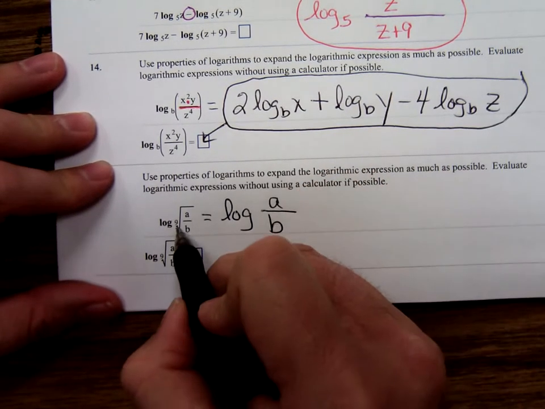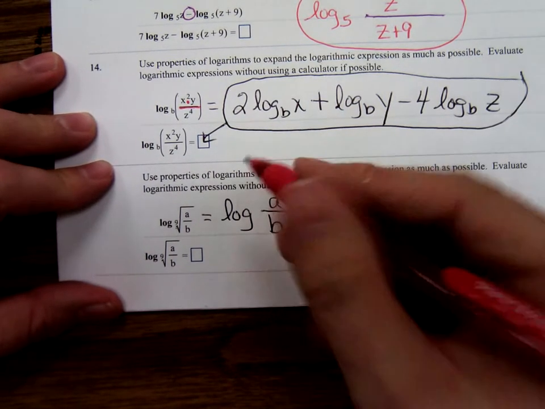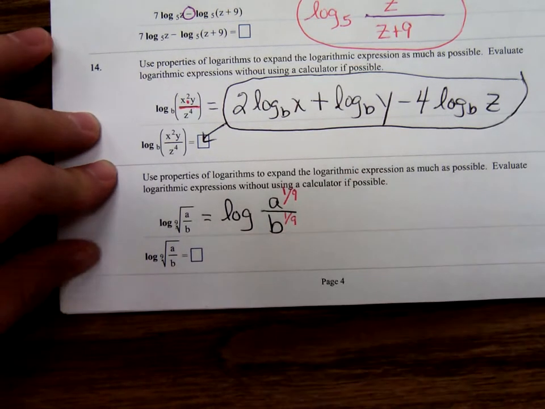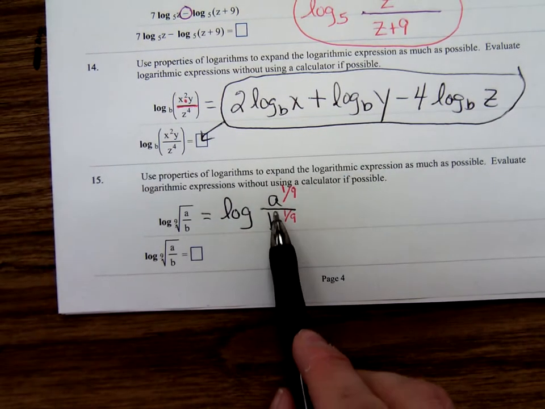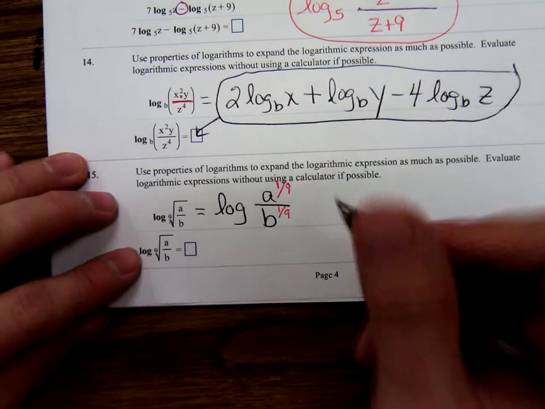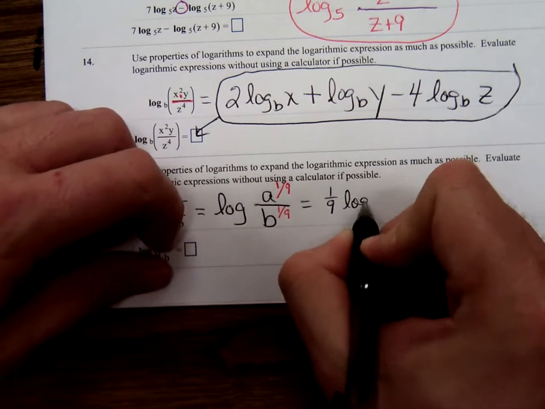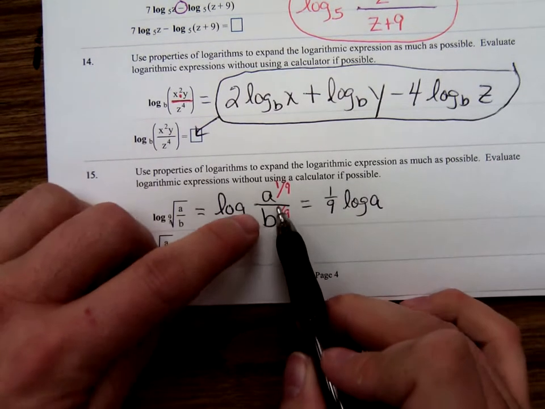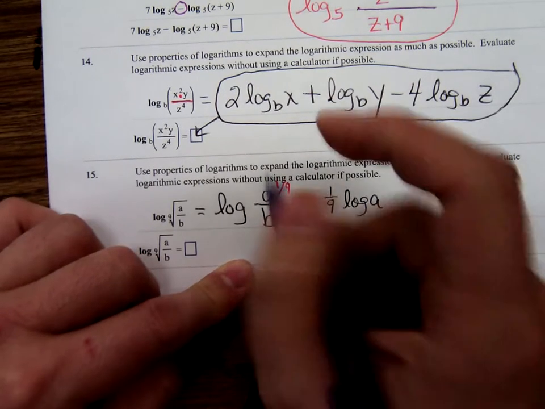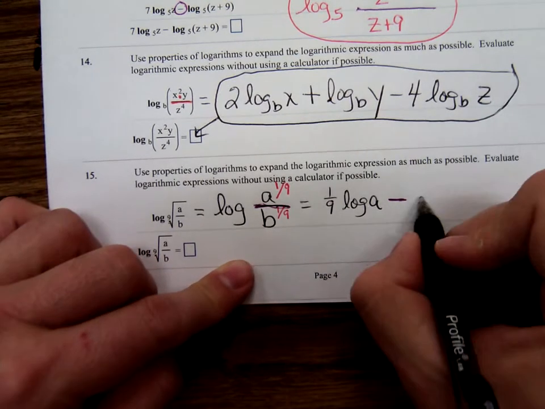And a ninth root is the same as a 1/9 exponent. So I'm just going to put a 1/9 exponent on both A and B, because we know how to handle it if we have a fraction with exponents there. So how would it expand? It would be 1/9 log A. Then is it going to be plus or minus? Well, because of that fraction bar, it's going to be minus 1/9 log B.